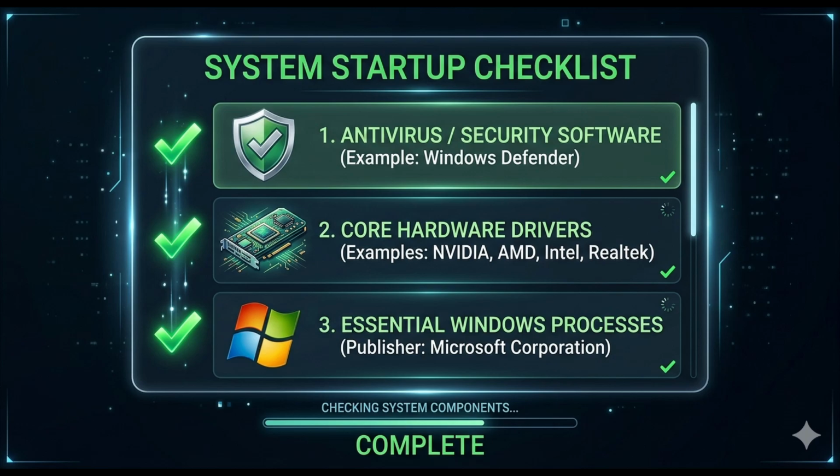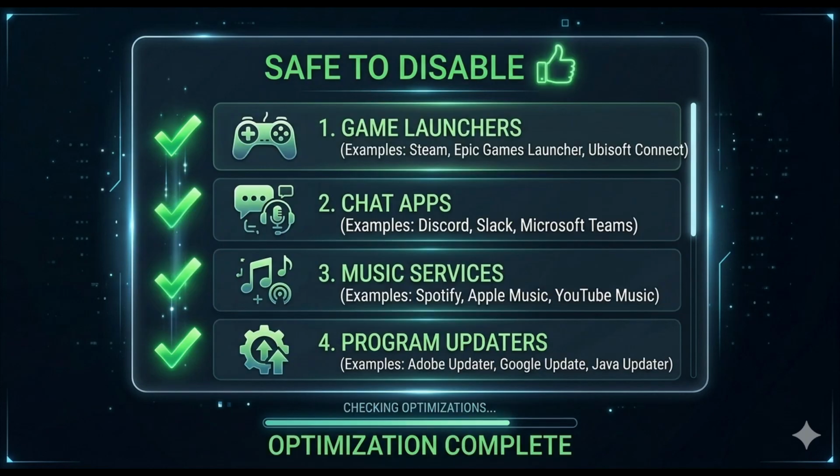2. Core hardware drivers. Look for anything from your graphics card maker like NVIDIA, AMD, or Intel, your sound like Realtek, or your laptop touchpad. Disabling these can make parts of your computer stop working. 3. Essential Windows processes. If the publisher is Microsoft Corporation, it's almost always best to leave it alone. These are needed for Windows to run properly. Things that are almost always safe to disable are game launchers, chat apps, music services, and most program updaters. Disabling these gives you the biggest speed boost.